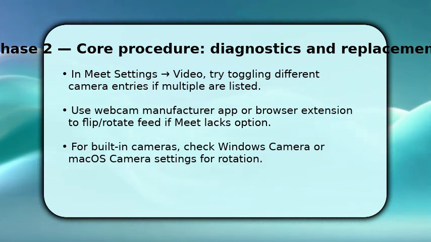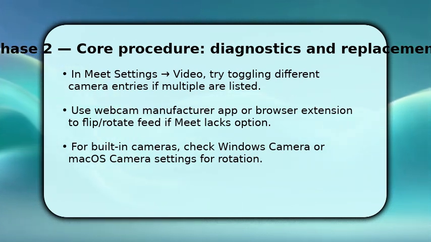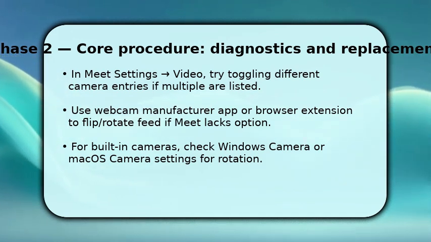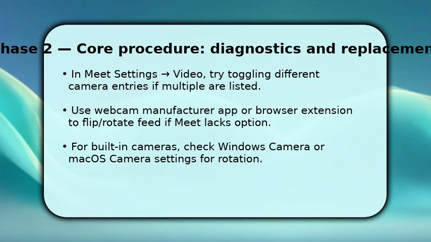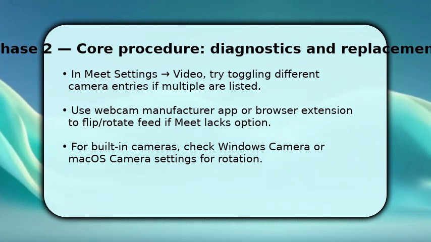On Windows, open Camera or the device driver settings. On Mac OS, use the vendor app or system report. Make sure to apply changes and return to Meet to confirm the image orientation, updated in the live preview.